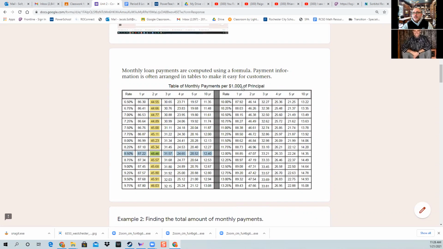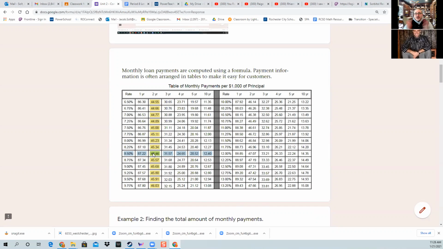So if you were to take out a loan for $1,000 at an interest rate of 8.5%, say a 2-year loan, you'd have a monthly payment of $45.46. That's not too bad, right? Keep in mind there's some other interest rates over here. The table has two halves.